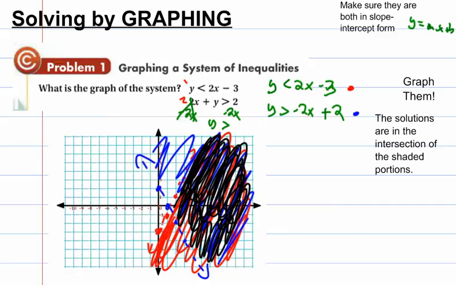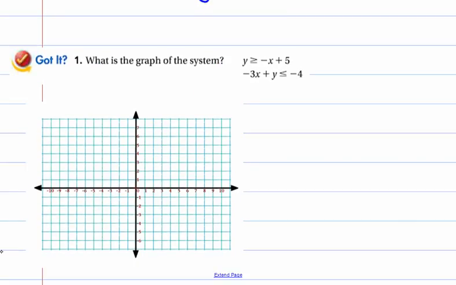All right, so I'm going to have you try one on your own here. It says, what is the graph of the system there? Why don't you graph it yourself? Remember those three steps. Make sure they're in slope-intercept form. Graph them, and then look for the intersection of the shaded areas. I'll show you the answer for this one at the end, but we're going to move on.